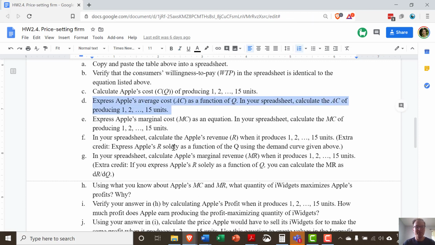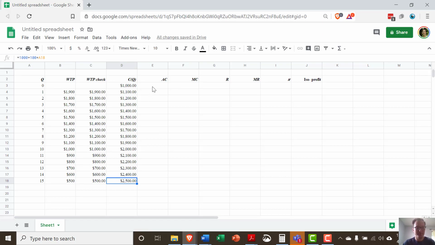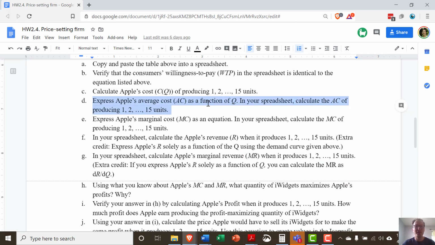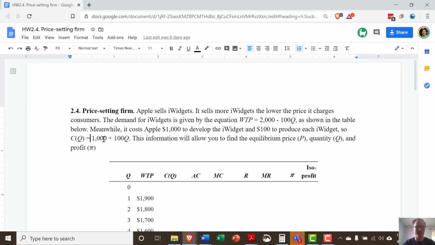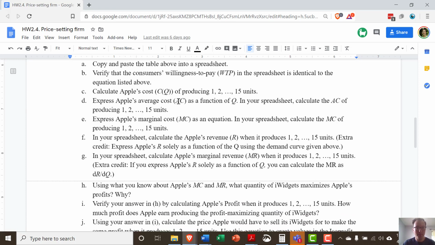Next, on part D, you're asked to express Apple's average cost function as a function of Q. Well, the average cost as a function of Q would simply be equal to the total cost divided by Q, or 1,000 divided by Q plus 100. You're also asked in your spreadsheet to calculate the average cost.